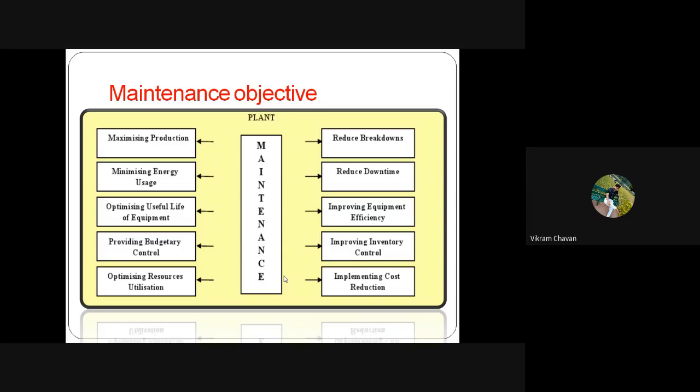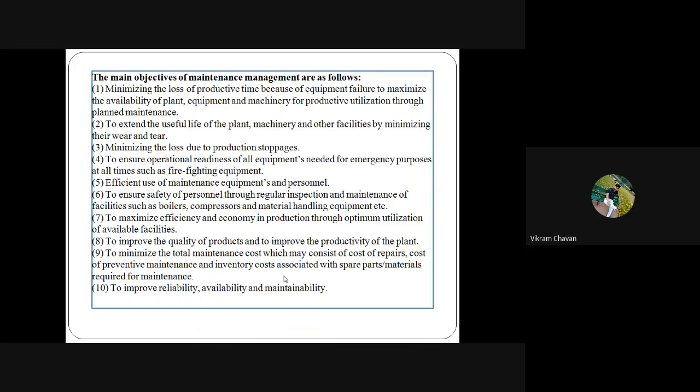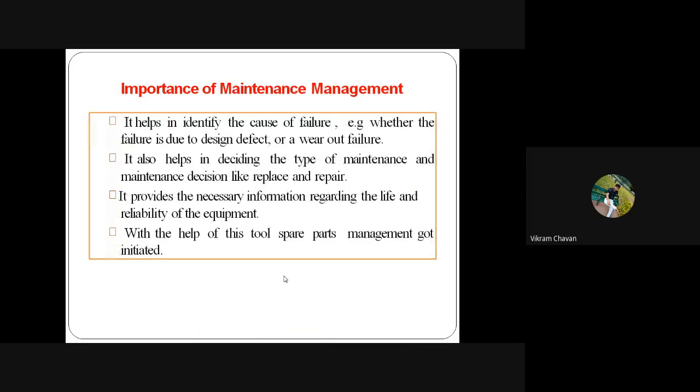So these are the main objectives of the maintenance management or the maintenance department. Okay, so we have discussed this in the last lecture. Now the importance of maintenance management. Why is maintenance management important in any industry?